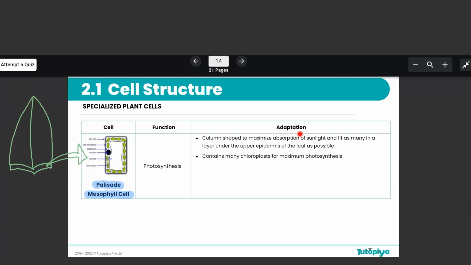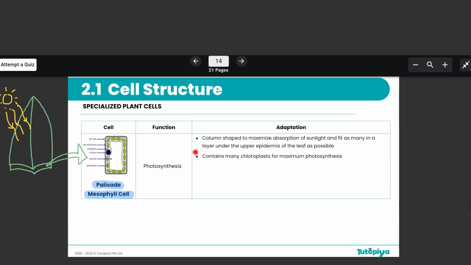Now, what are the adaptations shown by this palisade mesophyll cell? Number one, like I mentioned, it contains many chloroplasts for maximum photosynthesis. And another unique adaptation of this cell is the fact that this cell is column shaped. You see the shape of this cell is column shaped, and the fact that it is column shaped ensures that when sunlight falls on the leaf, you see sunlight is falling on the top surface of the leaf, right? So the fact that these cells are column shaped ensures that they can absorb the maximum light energy from the sun. And maximum absorption of sunlight obviously would result in maximum photosynthesis. So these are the adaptations shown by the palisade mesophyll cells.